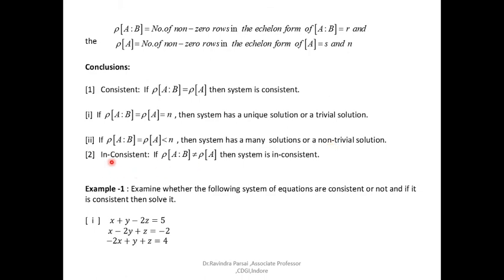Now we come to the last conclusion. The system is inconsistent, that is, it has no solution, when the rank of the augmented matrix is not equal to the rank of the coefficient matrix. In this case the system is inconsistent, that is, it has no solution.